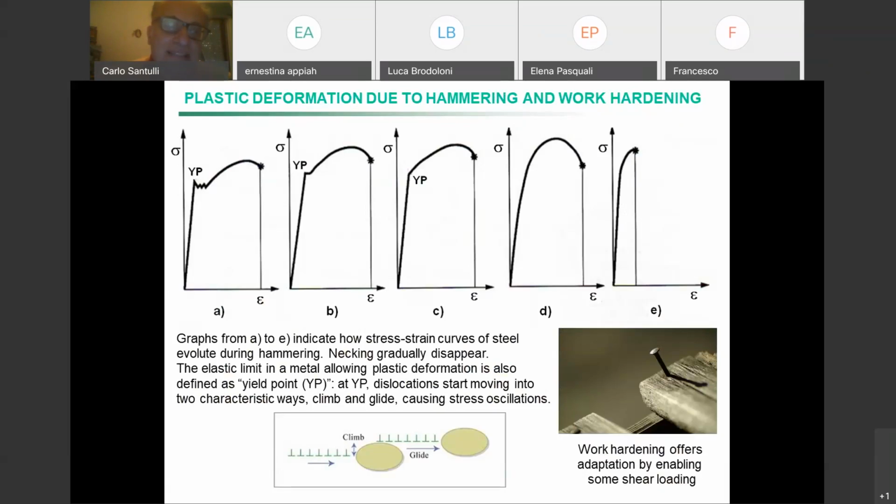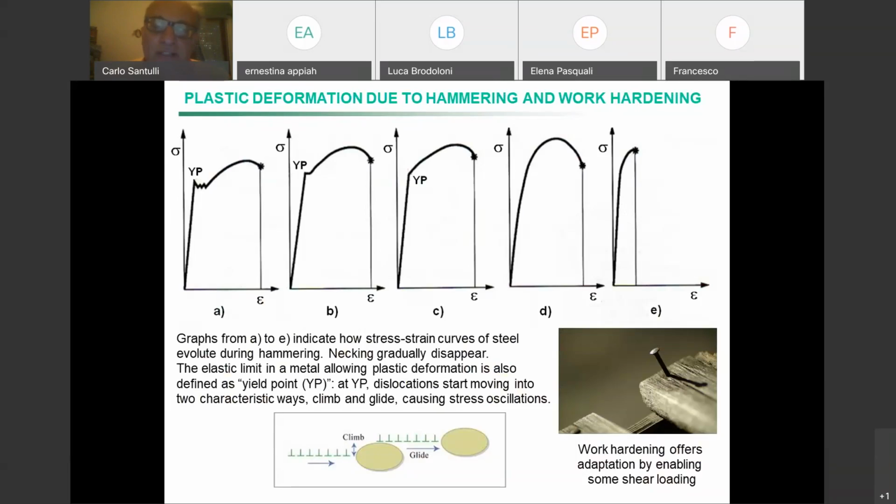So you have the elastic limit, which is also called the yield point, which is a synonym of elastic limit. But not all steel types, and not in all situations, have a clear yield point, because for example in D and E you don't find a clear yield point. What happens with yield point?